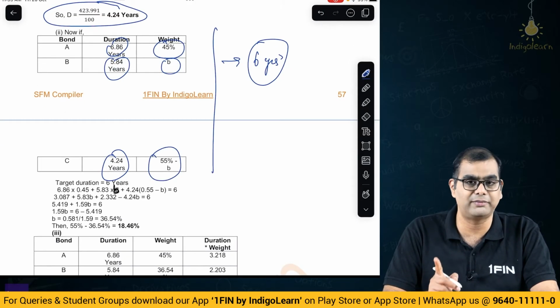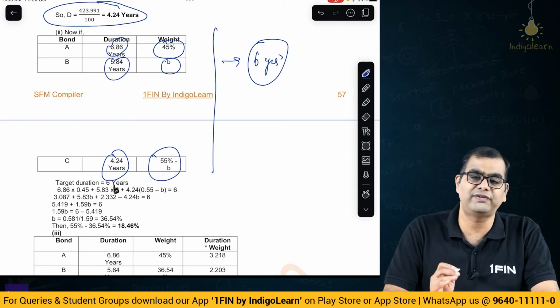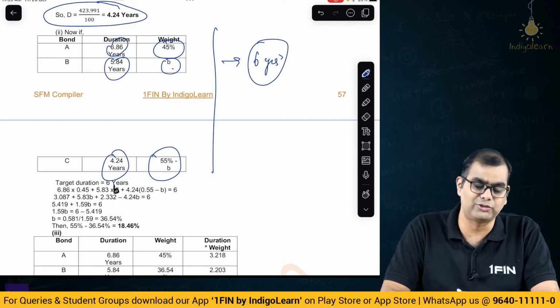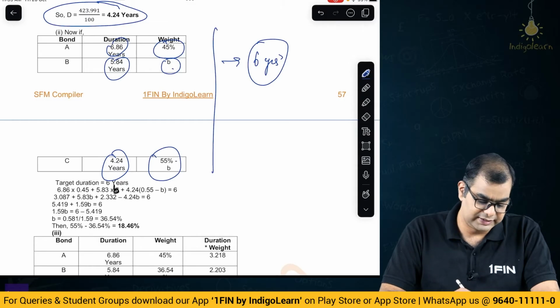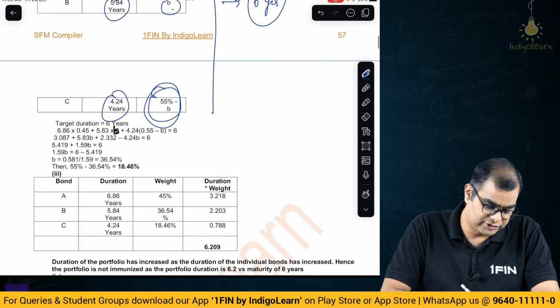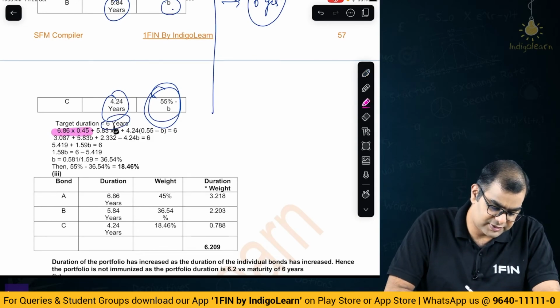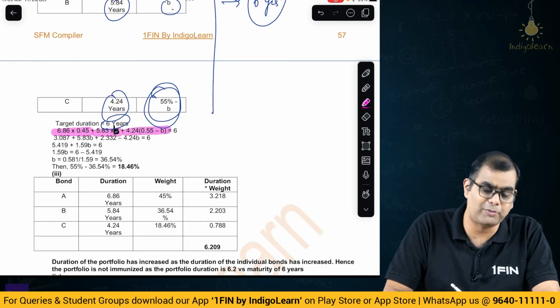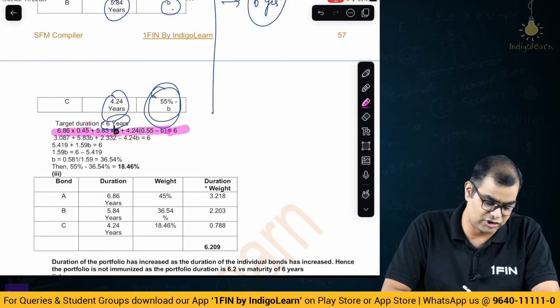How did I get 55%? 1 minus 45%, which is A, is 55. 55 is the balance of B plus C. Now, target duration is 6 years. So, what you do? You do simply 6.86 into 0.45, plus 5.83 into B, plus 4.24 into 0.55 minus B, is equal to 6, and you solve for B.